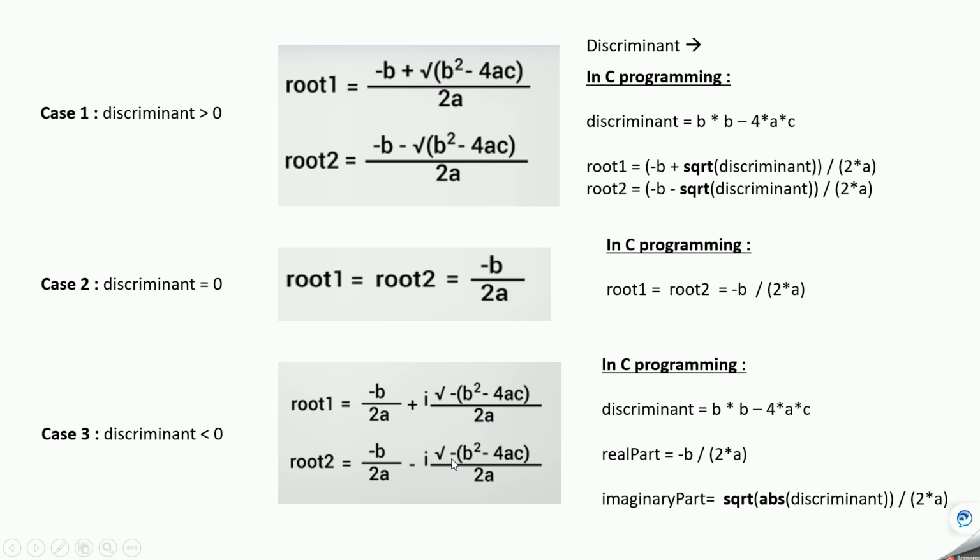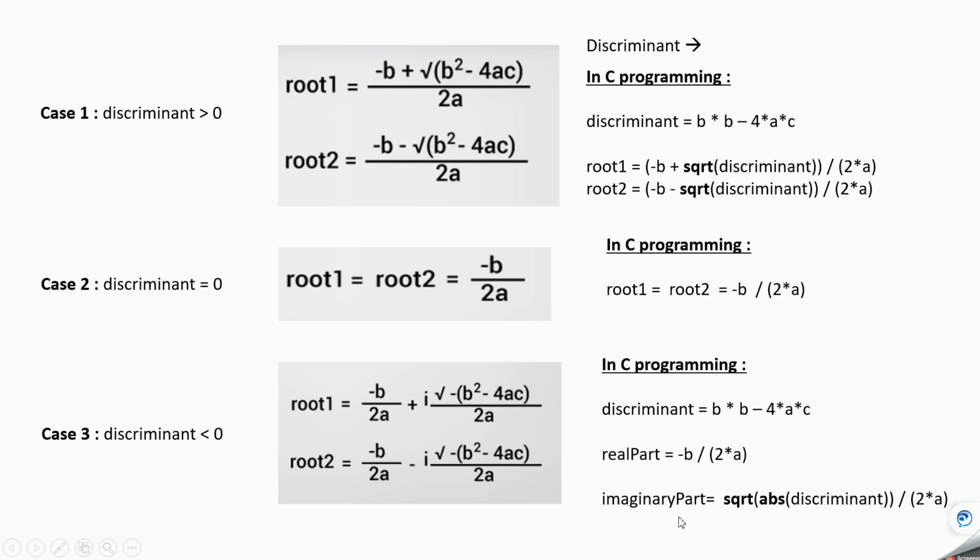So this minus symbol is for when the value of b square minus 4ac, in this case the discriminant value, is less than 0. That means after the b square minus 4ac calculation the value is negative. So to make it positive, minus is there, which means the value of b square minus 4ac will be multiplied by minus, so it will become positive.